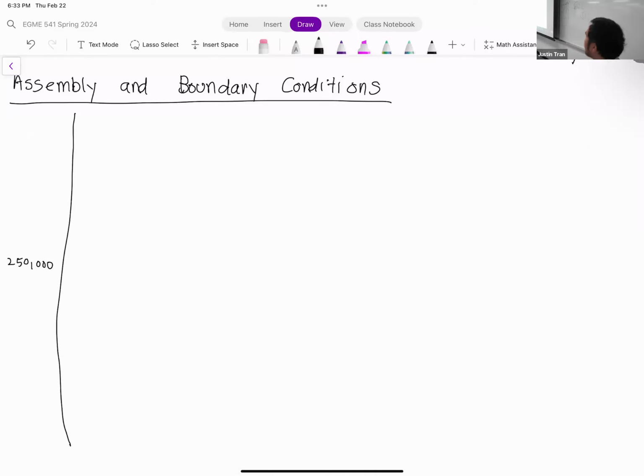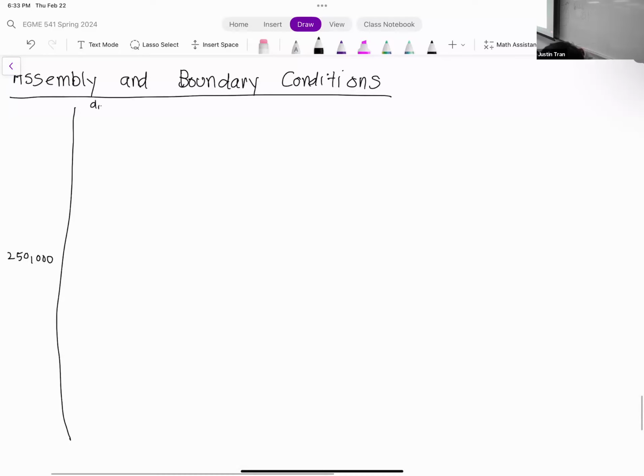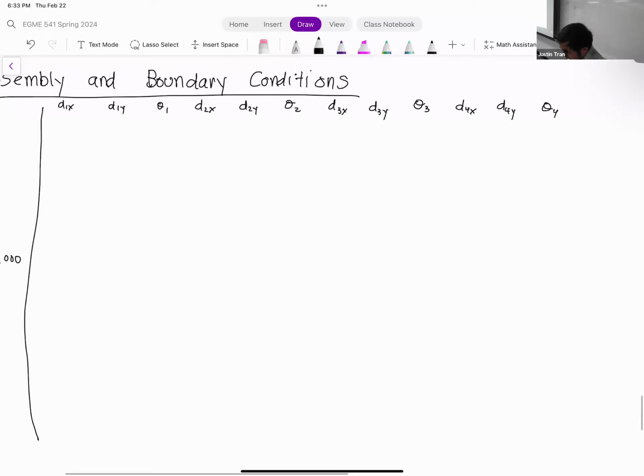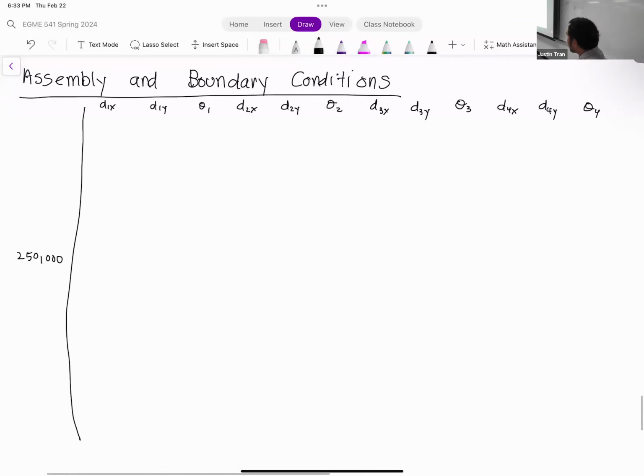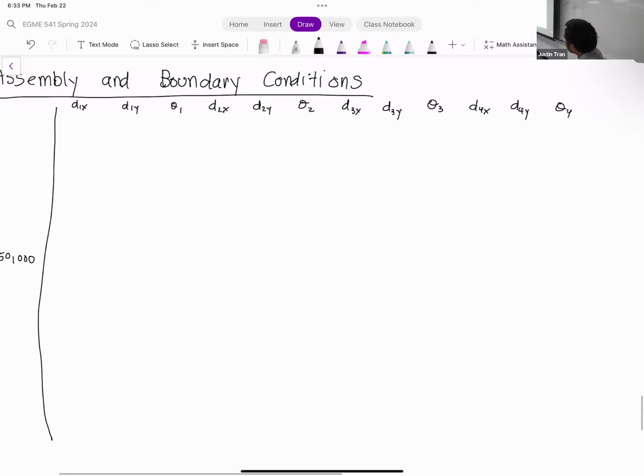All right, and so we have 4 nodes. Each node has 3 degrees of freedom. So that means our global stiffness system here is going to be 12 by 12. Right? So let me go ahead and write in all the columns here. So we have D1x, D1y, theta 1, D2x, D2y, theta 2, D3x, D3y, theta 3, D4x, D4y, theta 4. Okay. So I'm going to scroll to the right here, but just don't forget that 250,000 down in the front. Okay, it's very easy to forget that.